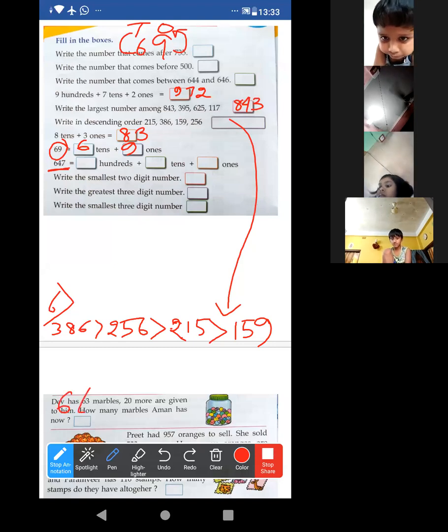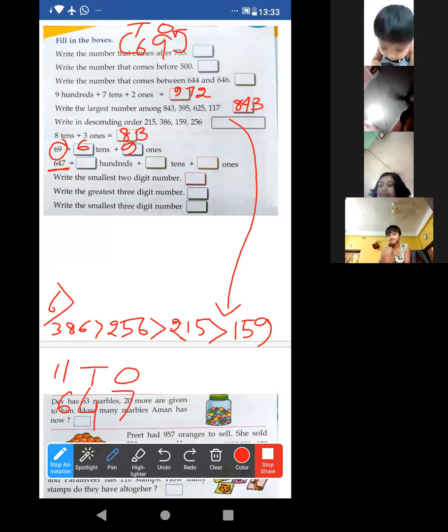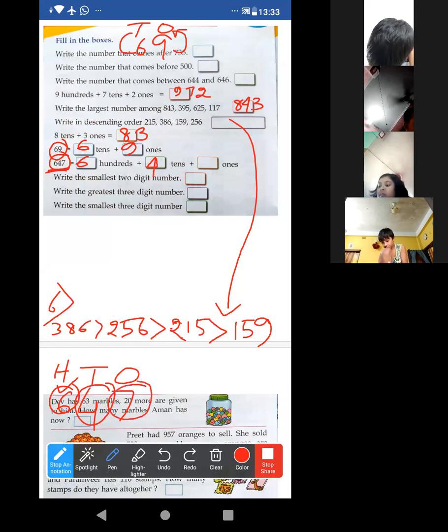647. Look at this. 647 is given over there. The circled one. Look at this. Now, how many hundreds are there? Definitely, look, 6 in the hundreds place. So write 6 over there. How many tens are there? What is written in the tens place? 4. How many ones are there? 7. Completed this one.